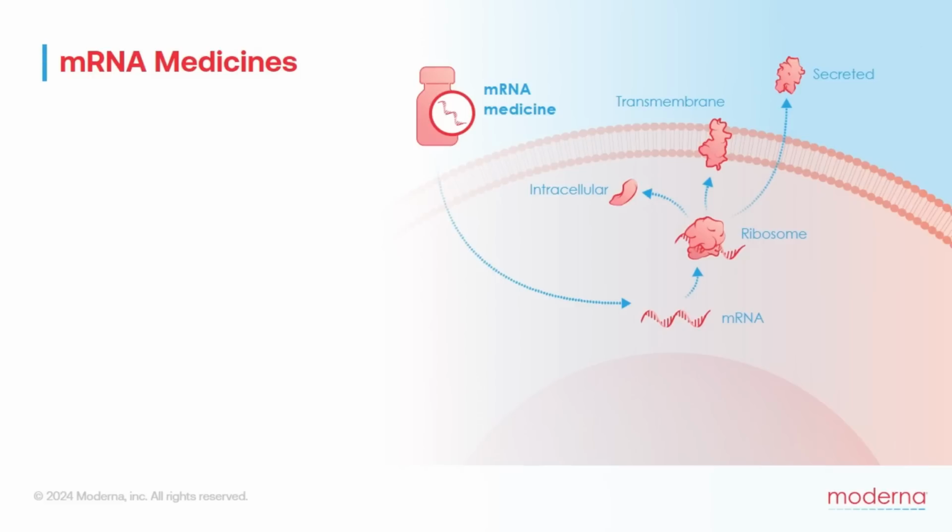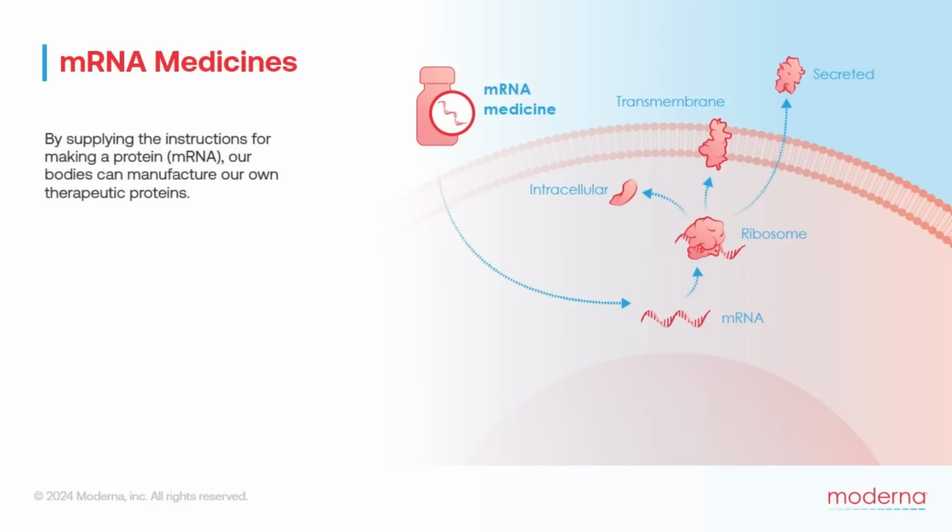This is where the idea of mRNA medicines comes in. Instead of supplying the human body with a pre-made protein, we could supply just the instructions for making that protein, that is, the mRNA. This would enable our bodies to manufacture our own therapeutic proteins. And because these therapeutic proteins would be made inside our own cells, any type of protein, intracellular, membrane-bound, or secreted, could become a medicine. It sounds so simple, but of course it's not.